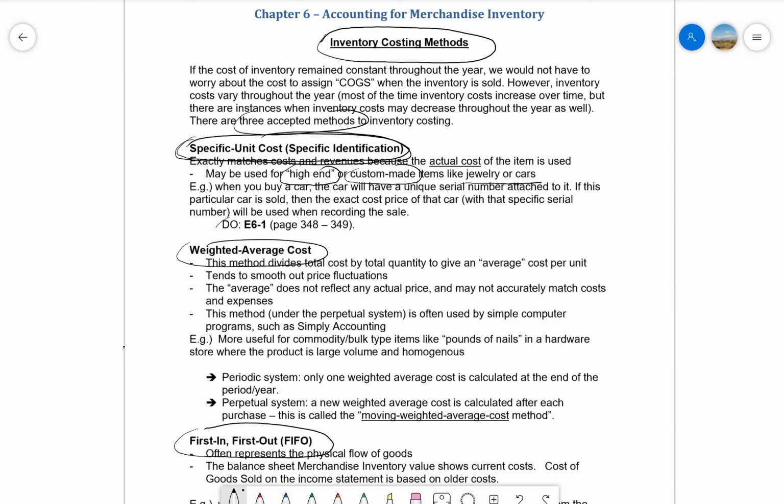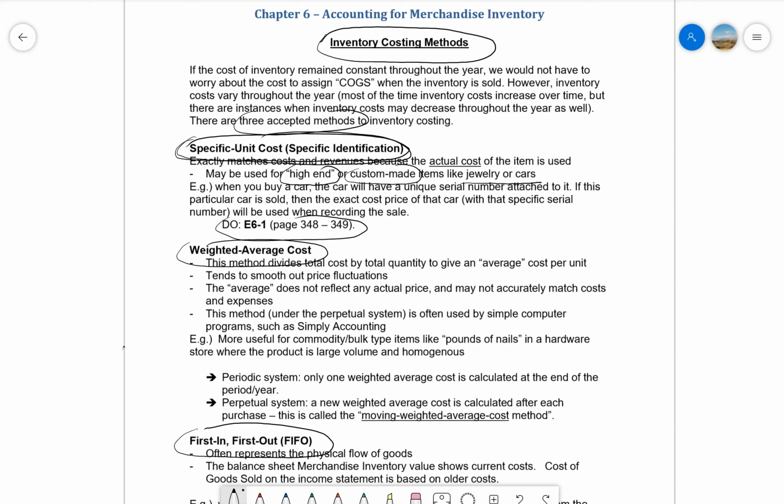So have a look at exercise 6-1 on page 348, 349. So let's turn to that page now. Pause the video, have a read through 6-1, and then once you've had a chance to review the question, come back and we'll resolve that answer together.